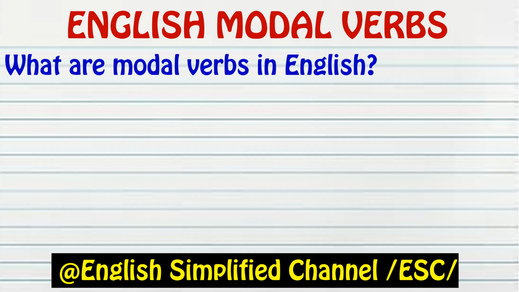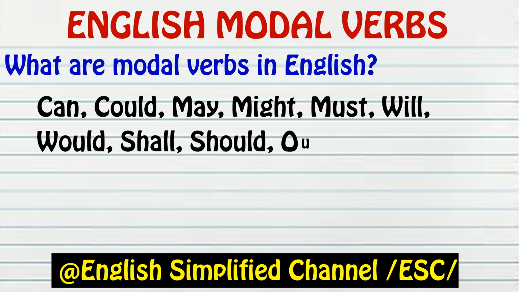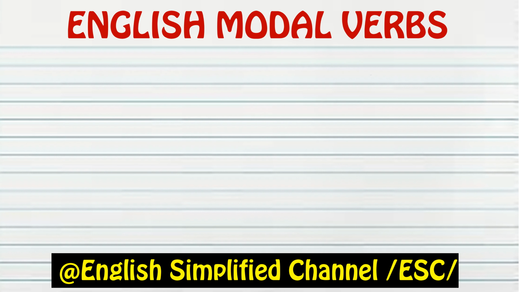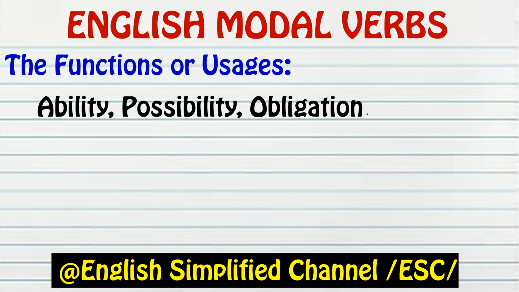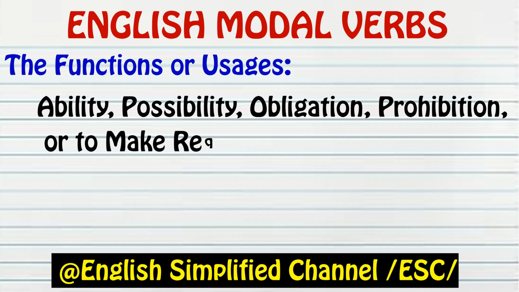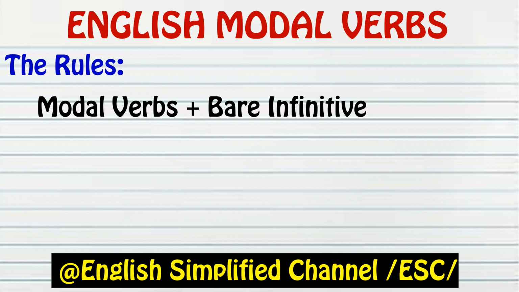What are modal verbs in English? Modal verbs are such as can, could, may, might, must, will, would, shall, should, ought to, and needn't. These modal verbs are used to talk about ability, possibility, obligation, prohibition, or to make requests or offers. Bear in mind, modal verbs are always followed by bare infinitive.